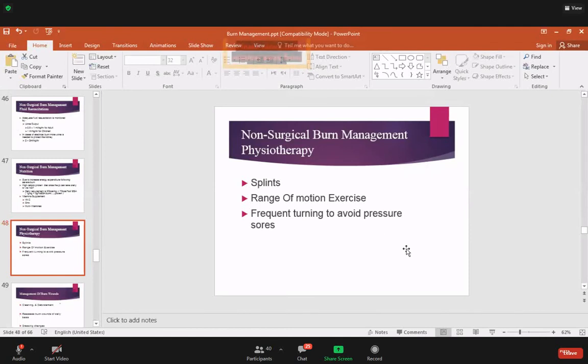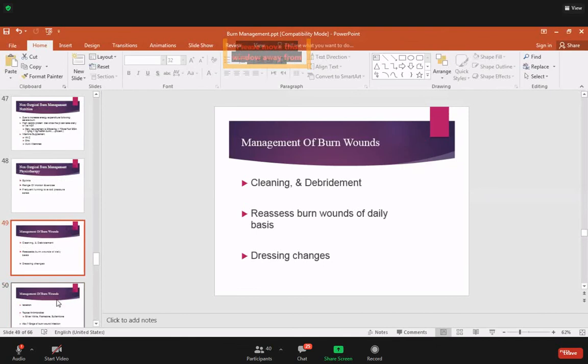And if the patient is prolonged bedridden because of the burn injuries and you cannot make him move about, then it is important that he should be turned to the right or the left side frequently. Every hour you should turn him to the right, and the other hour you should turn him to the left side to avoid pressure ulcer formation. Okay, this was the non-surgical management.